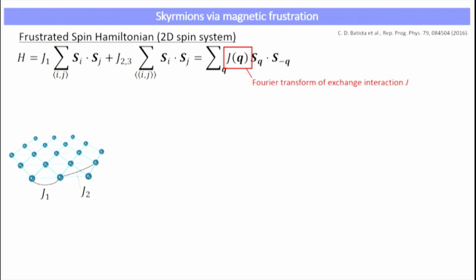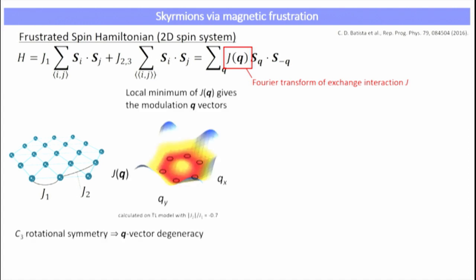In this case, you can understand the stable spin configuration by taking the Fourier transformation of the interaction parameters J. So it is a function of Q, and calculating the landscape of J(Q), you can get this result, and you can see that there are 6 different positions forming the local minima of J(Q). So it determines the stable Q vectors of the modulated state in this frustrated system.